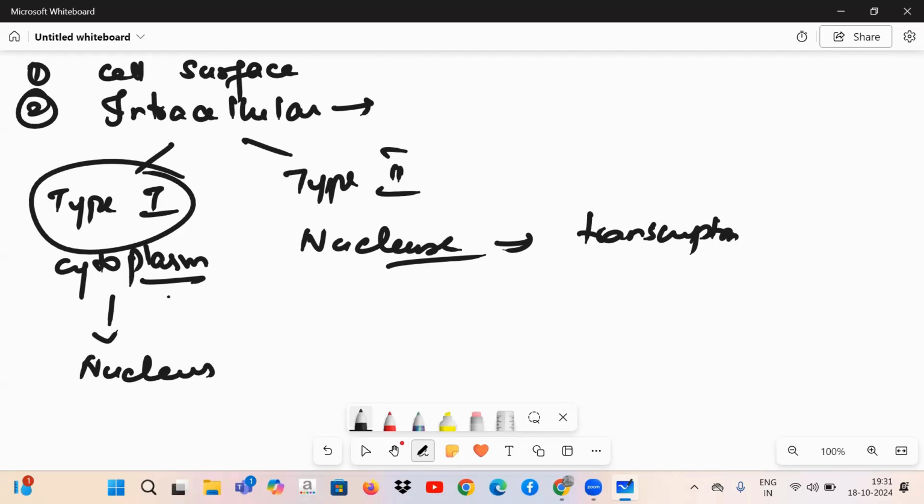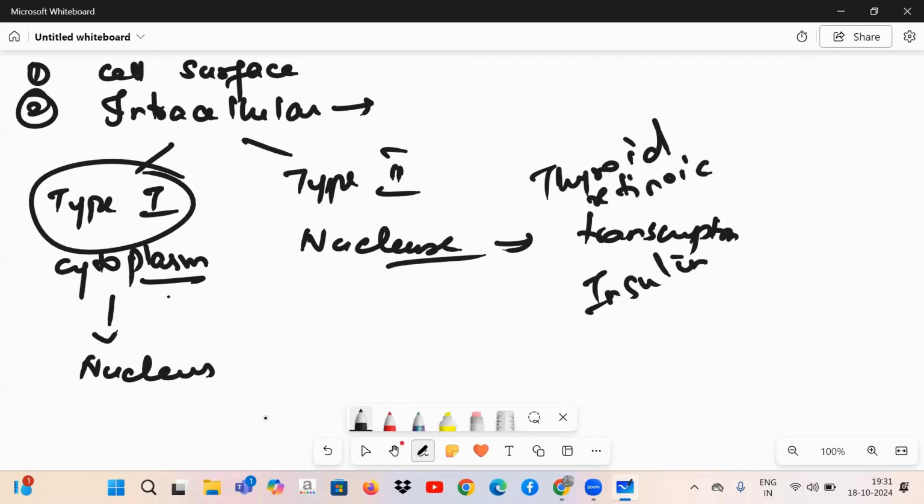And so for example, you can take thyroid receptors, your retinoid receptors in your eye. Even insulin belongs to this category. If you want to easily remember, you can remember progesterone, androgen, glucocorticoid is also easy. Thyroid and insulin you can remember for type 2. So this is cytoplasm, this is nucleus.